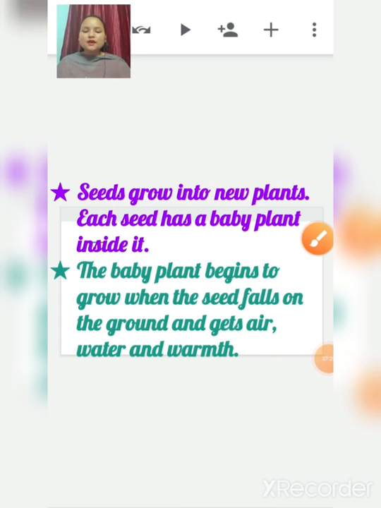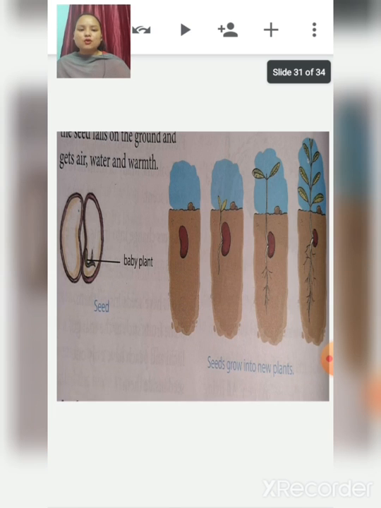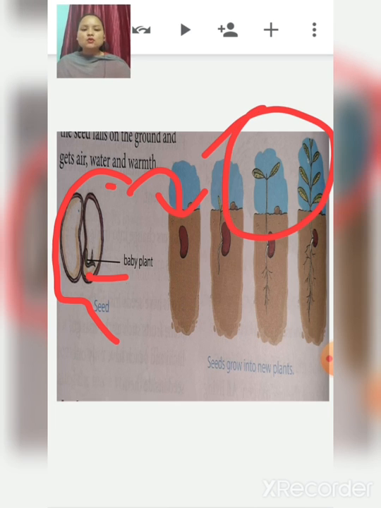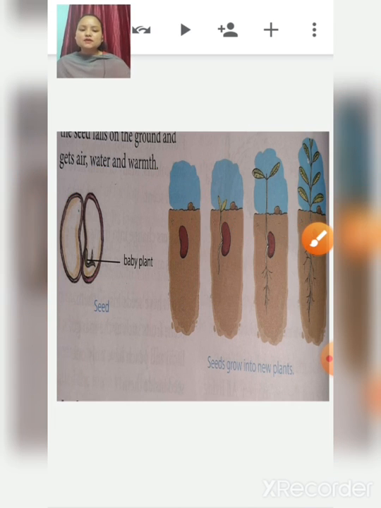So seeds grow into new plants. Each seed has a baby plant inside it. The baby plant begins to grow when the seed falls on the ground and gets air, water and warmth. So every seed has a baby plant. When it falls on the ground and gets the proper amount of air, water and warmth, it grows into a plant. This whole process is known as seed germination, which you will learn in your higher classes. So seeds grow into new plants in this way.